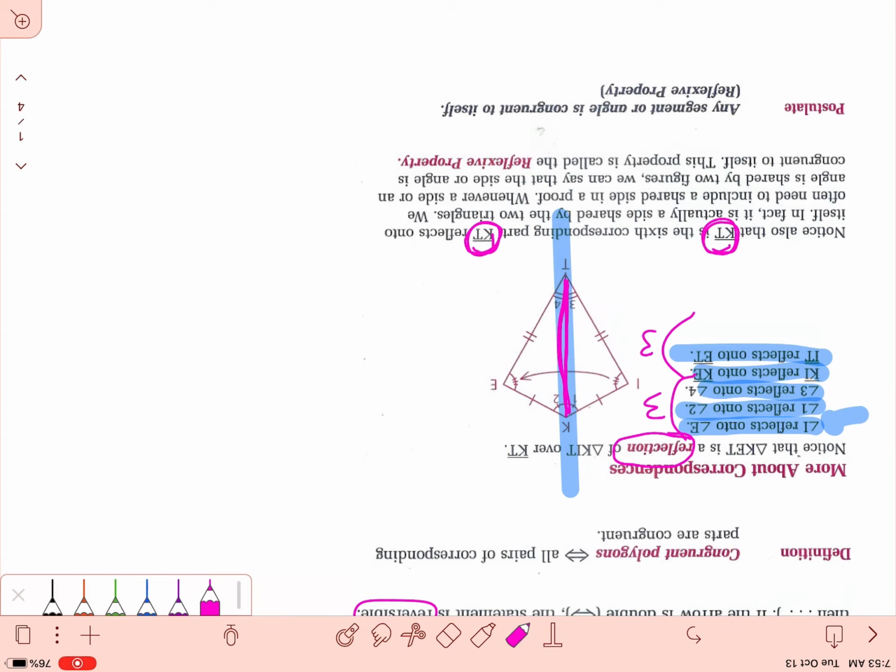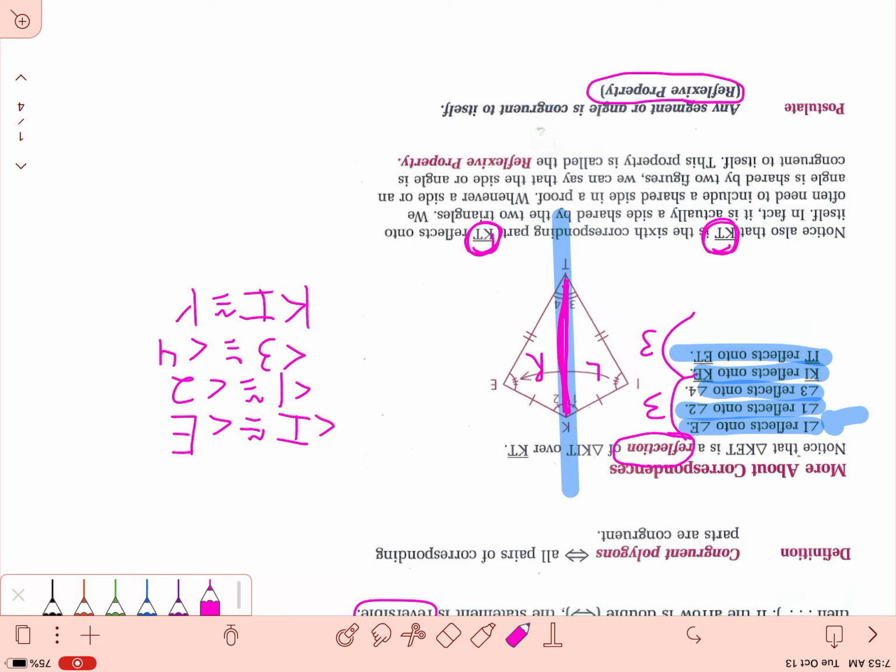So KT is both on the left triangle and KT belongs to the right triangle. So that segment belongs to both triangles, okay? That is called the reflexive property. Any segment or angle can be congruent to itself.